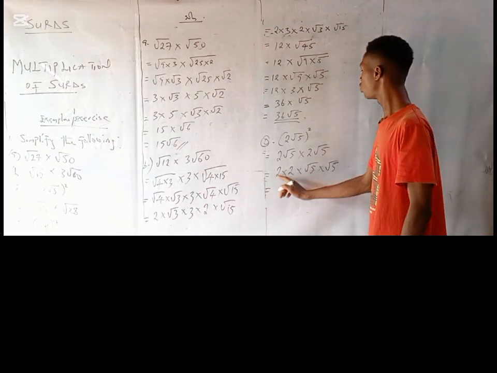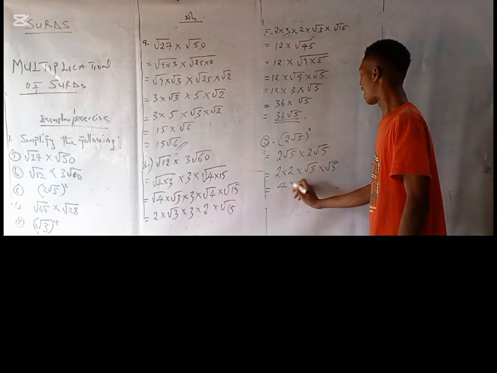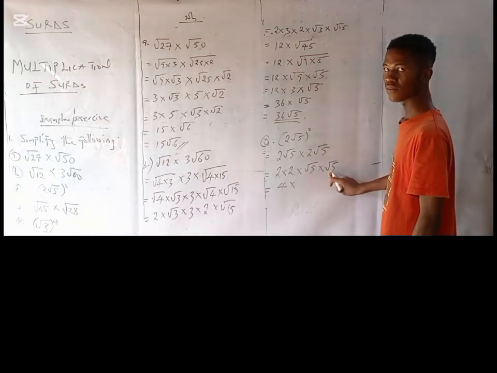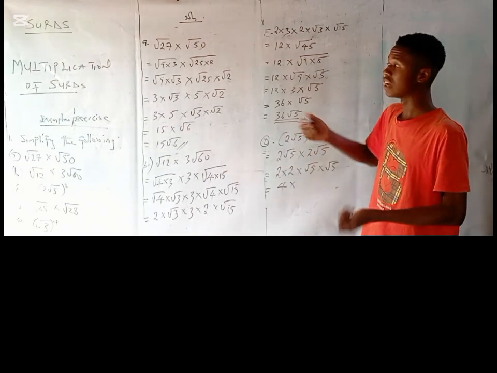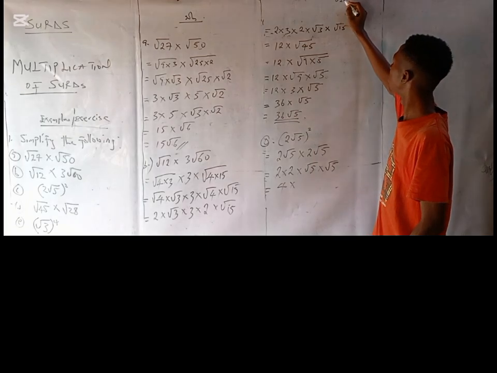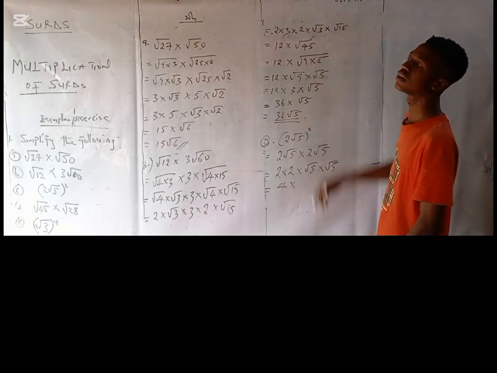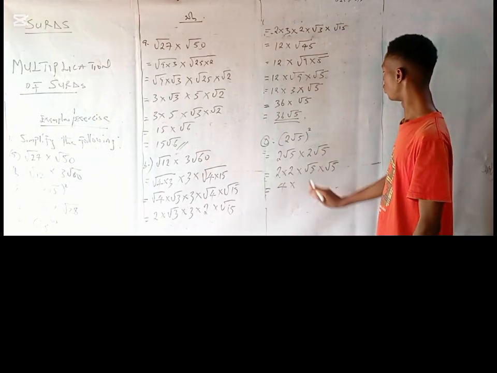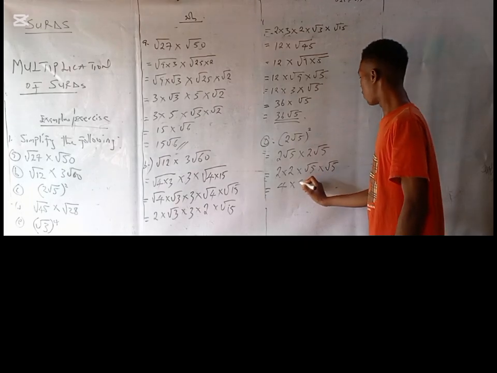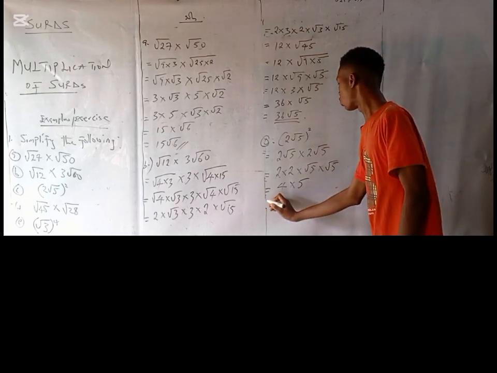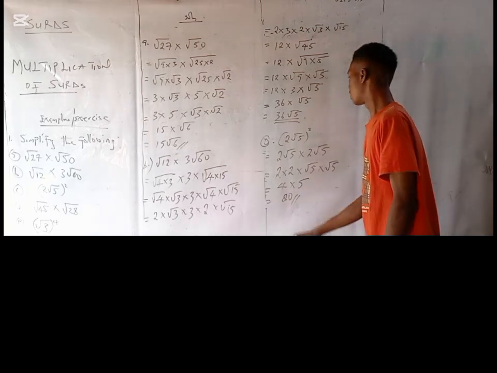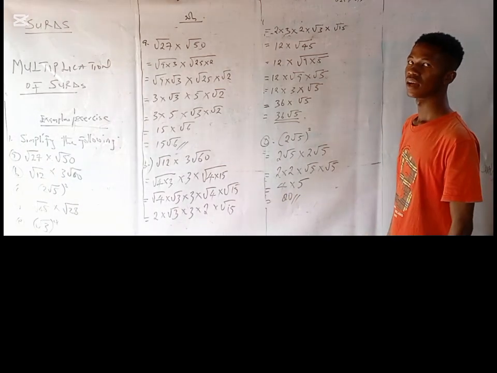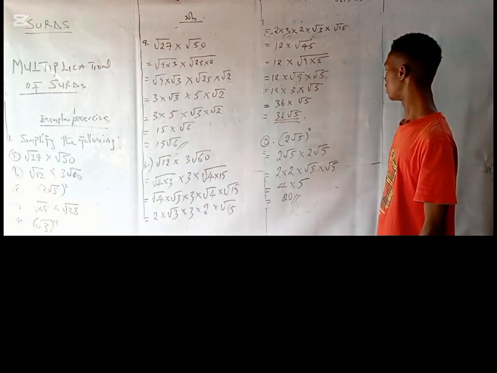This is equal to 2 times 2, 4, times root 5 times root 5, which is 5. Or you can say root 5 times root 5 is root 25, and root 25 is 5. The same. So root 5 times root 5 we have 5 here, which is equal to 4 times 5, we have 20. The answer here.